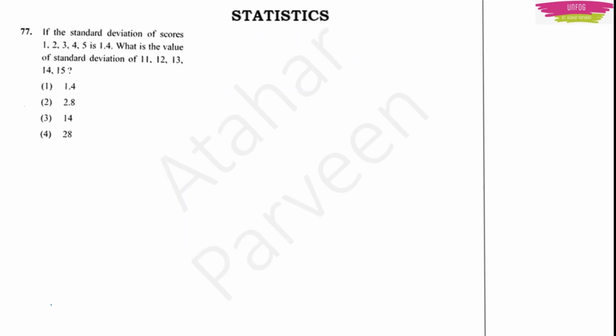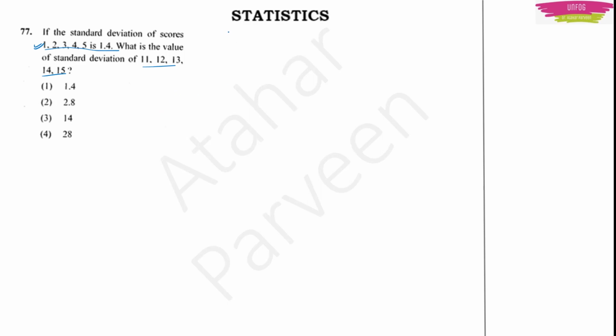Okay, next question number 77. If the standard deviation of scores 1, 2, 3, 4, 5 is 1.4, what is the value of standard deviation of 11, 12, 13, 14, 15? This question is from statistics. But one thing I don't understand is why they are giving that the standard deviation of 1, 2, 3, 4, 5 is 1.4, because without this data also I can find the standard deviation for these 5 numbers. So this is the procedure I know. If you all have any trick to find it without the procedure and just by using this condition, then please let me know in the comment section.